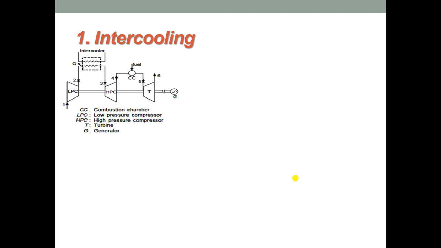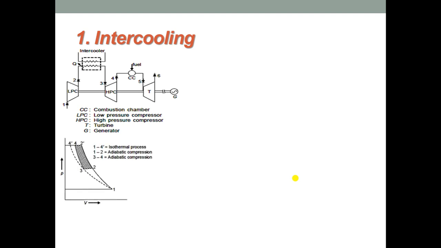The figure shows intercooling provided in a gas turbine cycle, and we also make use of a PV diagram for better understanding of the intercooling process. In a gas turbine cycle, much of the power developed at the turbine output is utilized for running the compressor.